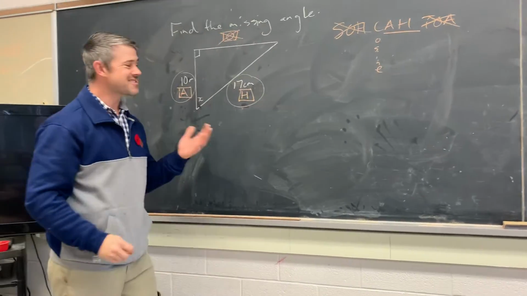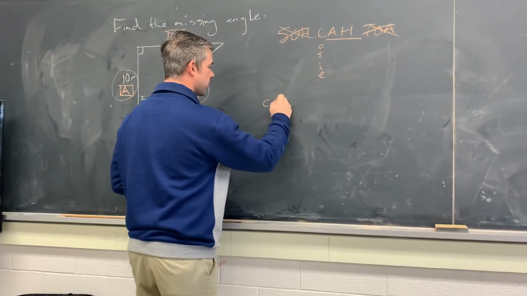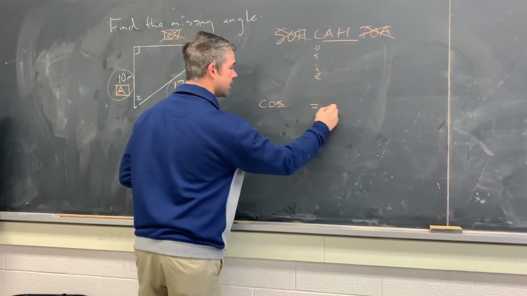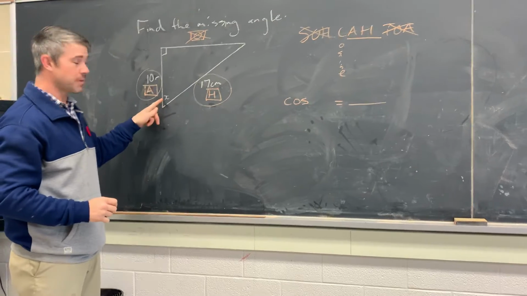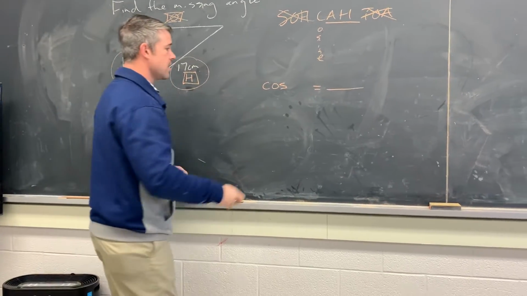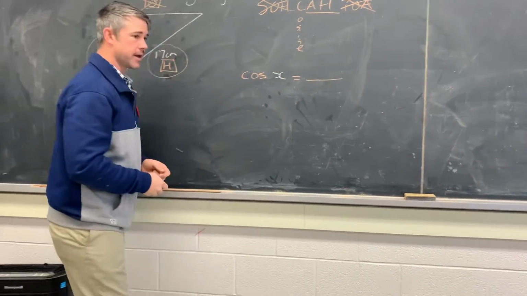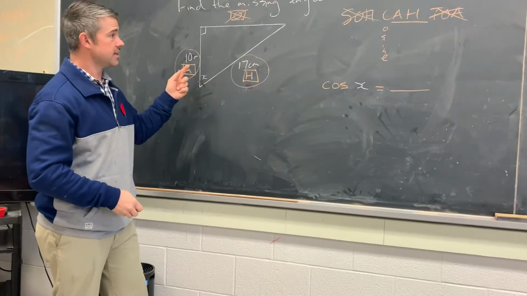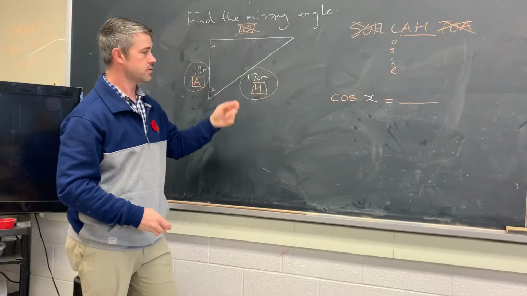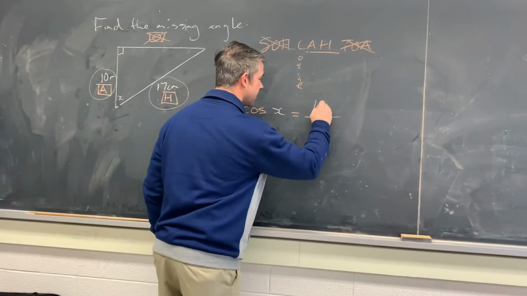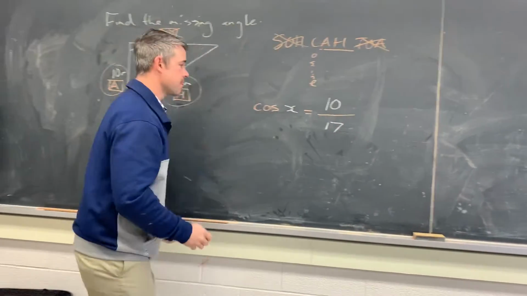Now remember, when we're setting up, we just write the ratio, an angle, and the fraction. Now I don't know the angle, but I did label from this angle X. So my angle is going to go in the angle location. And now I'll do the adjacent, because A first, over the hypotenuse. So that's going to be 10 over 17.